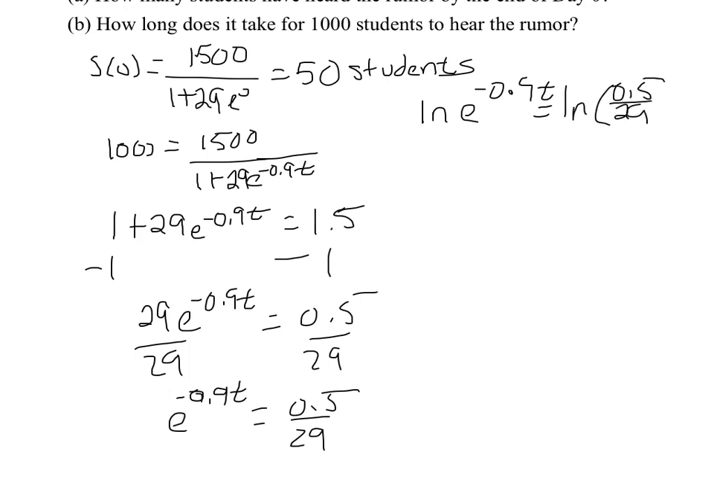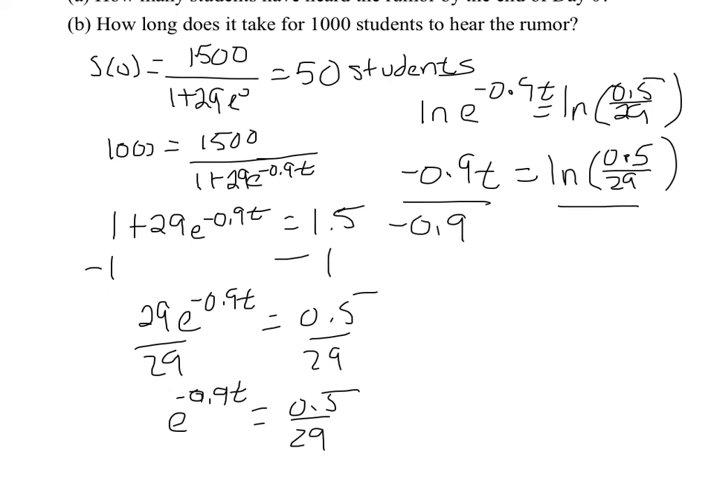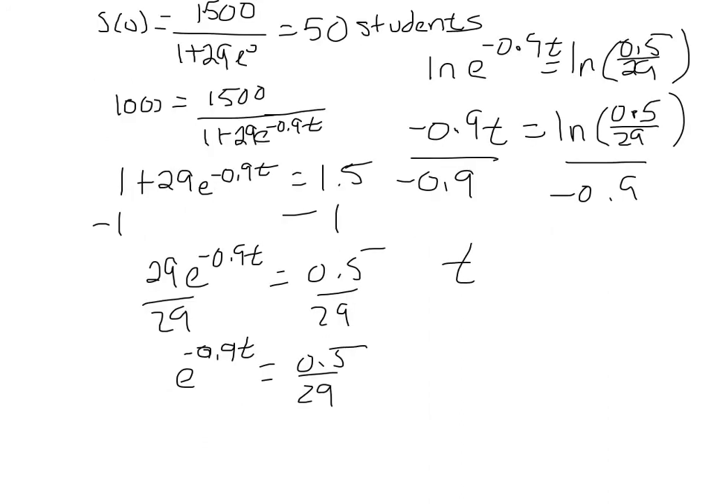So I have that. Bring the negative 0.9t down. Now, why did I get rid of this? Because natural log of e is 1. I'm still just trying to keep everything exact, so I haven't entered anything into the calculator. Now I divide by negative 0.9. Let's see what we get. You get t equals approximately 4.5 days, so 4.5 days. Okay? See you guys tomorrow.